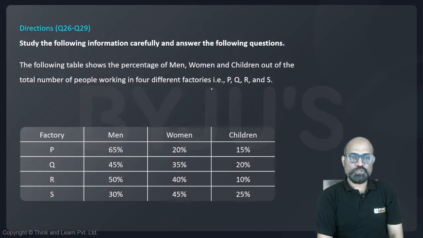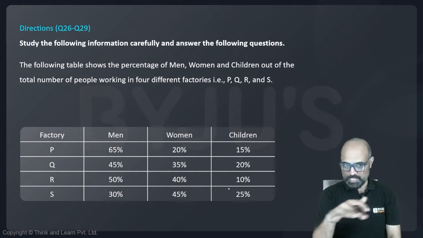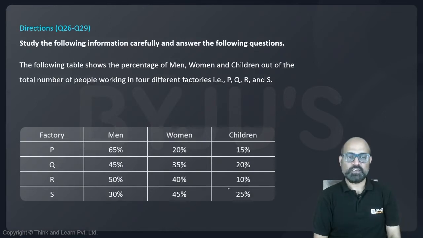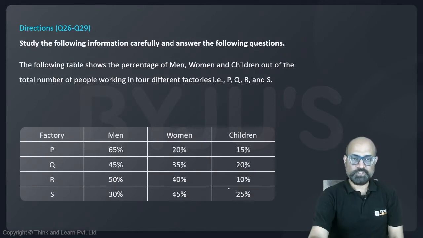The following table shows the percentage of men, women and children out of the total number of people working in 4 different factories, that is P, Q, R and S. So we have men as this percentage, women and children. 65, 20 and 15 is 100. 45, 35 and 20 is 100. 50, 40, 10 is 100. 30, 45, 25 is also 100. So we have got 100% of the people who are working in each of the factories.